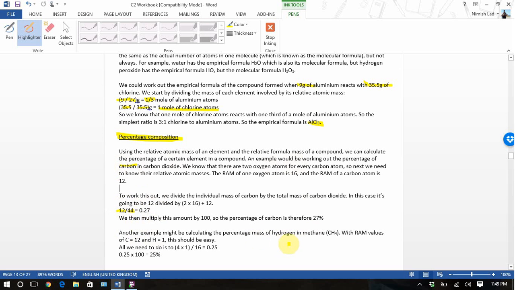The mass of hydrogen in methane. So hydrogen has the relative atomic mass of 1. Carbon has a relative atomic mass of 12. It's 4 hydrogens. That's 16 altogether for this one. The CH4 is 16. The hydrogen is 4. So you need to do 4 divided by 16. So that's 0.25, which gives you 25%. That's percentage composition.